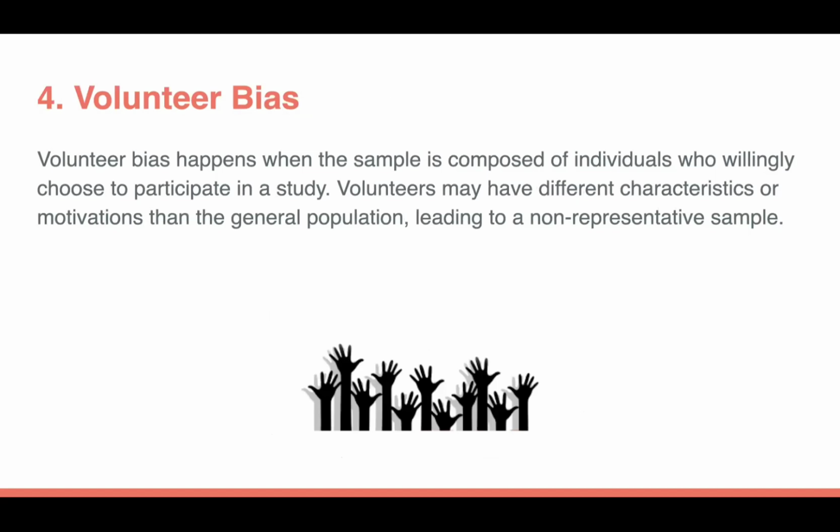Volunteer bias. Volunteer bias happens when the sample is composed of individuals who willingly choose to participate in a study. Volunteers may have different characteristics or motivation than the general population, leading to a non-representative sample.